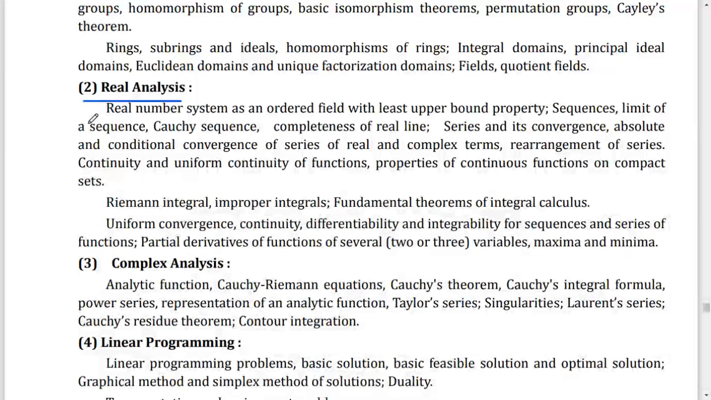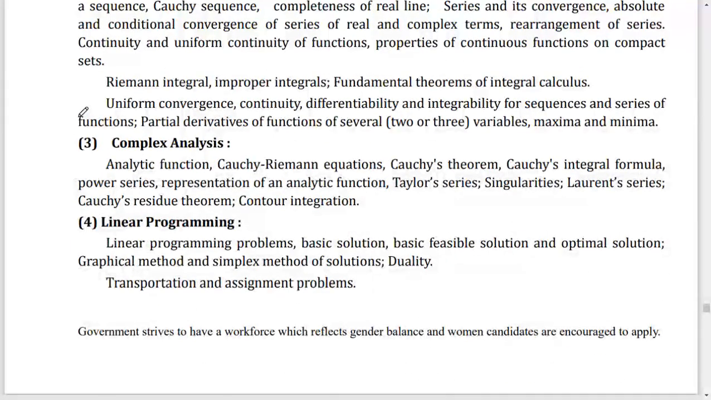Rearrangement of series, continuity and uniform continuity of functions, properties of continuous functions on compact sets, Riemann integral, improper integrals, fundamental theorems of integral calculus, uniform convergence, continuity, differentiability and integrability for sequences and series of functions, partial derivatives of functions of several (2 or 3) variables, maxima and minima.